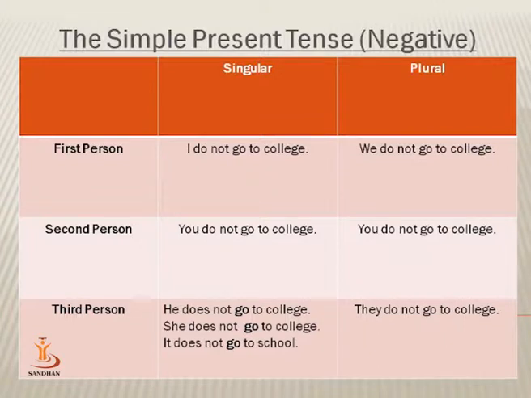Now the negative sentences. In the negative sentences we can see that we add only not after the two variants of to do. That is do in the first person: I do, we do, you do. But in the third person it changes from do to does, because it is the second variant of to do: he does not go to college, she does not go to college, it does not go to school. In the third person plural there is no change: they do not go to college.